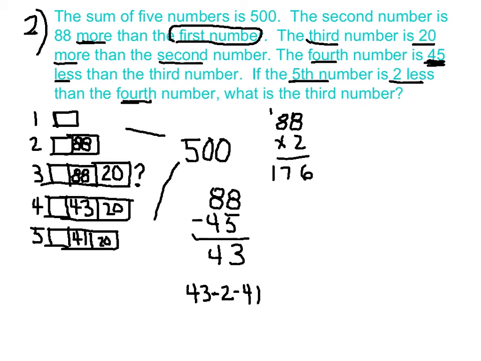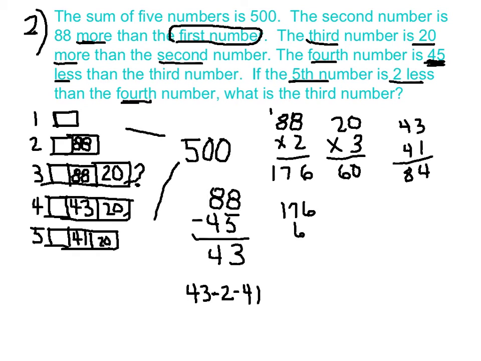It's 176. And then I have 3 groups of 20 right here. Right there, right there, right there. So I know that 3 groups of 20, of course, is 60. That's easy. And then I've got a 43 and a 41. A 43 and a 41 would be 84. So now I have to add those 3 numbers up. So I'm going to add the 176, the 60, and the 84.